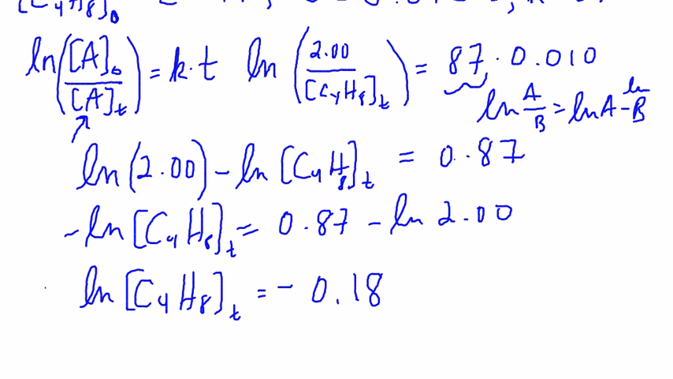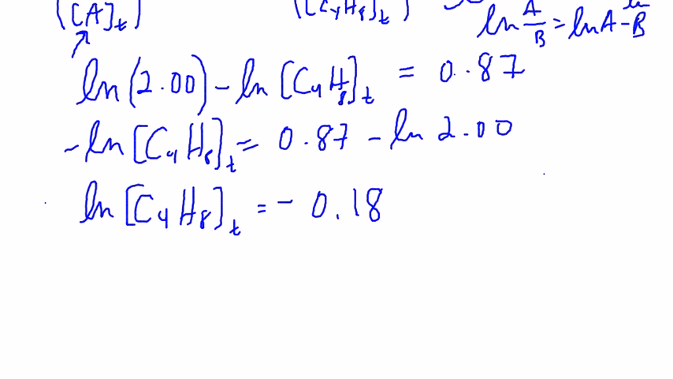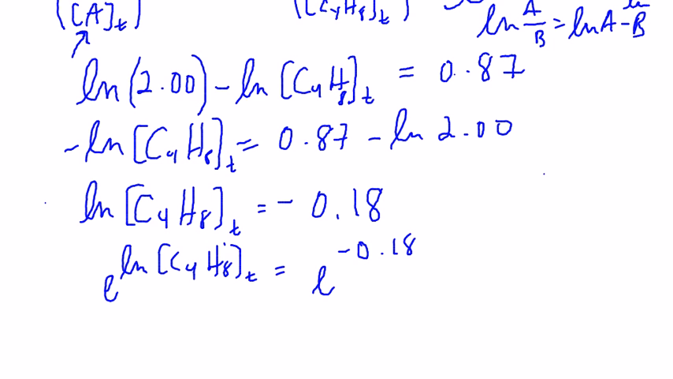Now, in order to undo the natural log, we raise both sides to the e power. So e to the natural log of C4H8 at time t is equal to e to the negative 0.18. e to the ln of x is equal to x. So therefore, e to the ln of C4H8 is equal to the C4H8 concentration at time t.